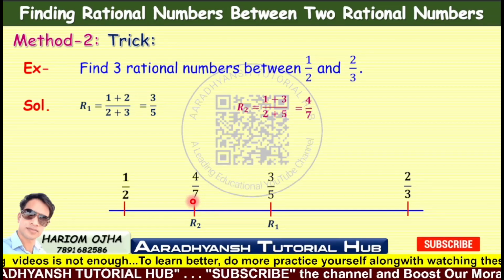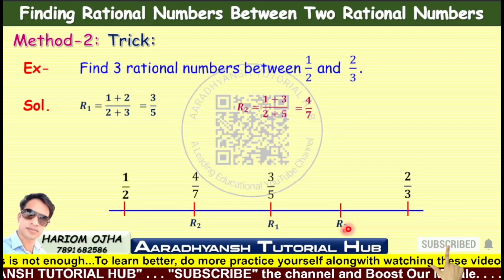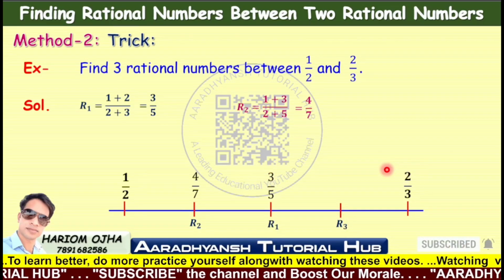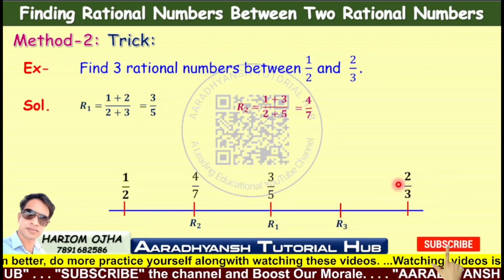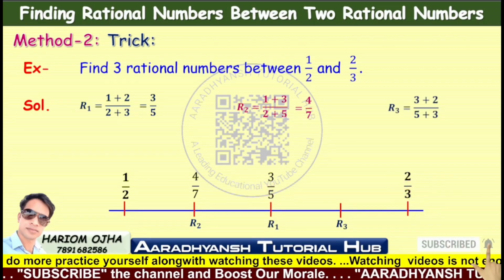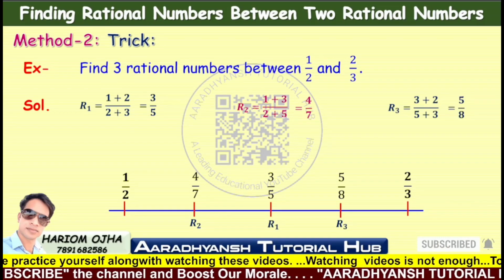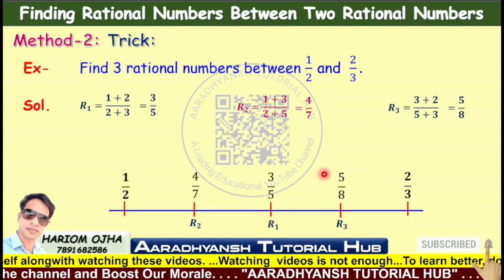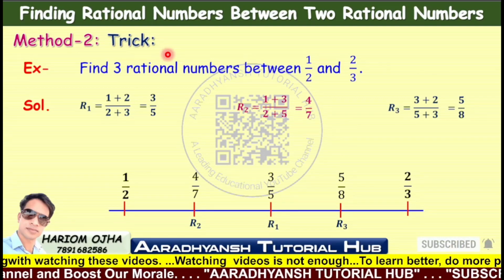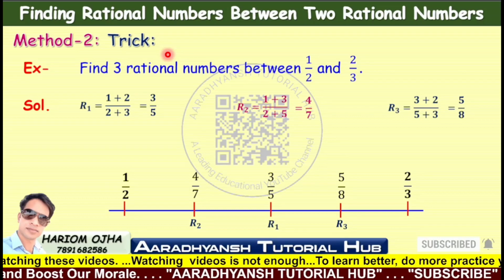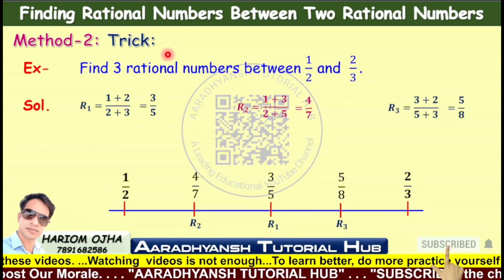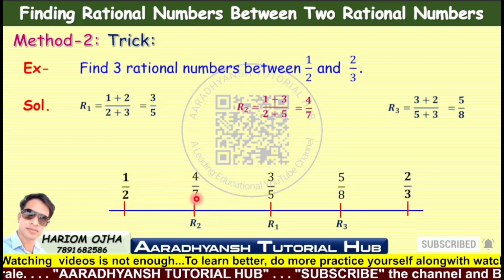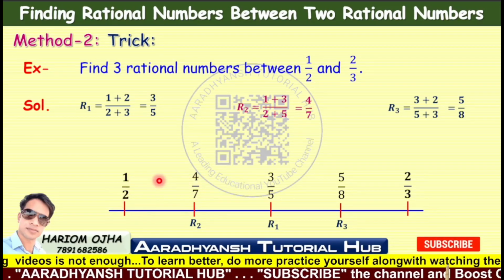Okay, similarly r3 can be found here. Just 3 plus 2 over 5 plus 3, and we will get 5 over 8. It is the next rational number. Okay, so it was a quick method. You can easily find many rational numbers. Suppose you want to find r4 here, just add 1 plus 4 and 2 plus 7. That is 5 over 9.